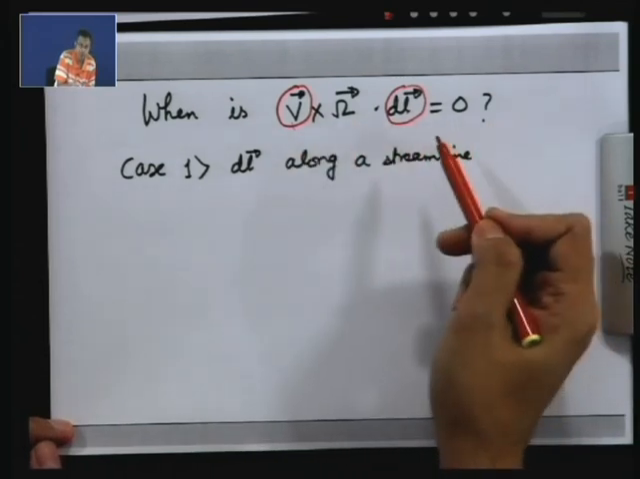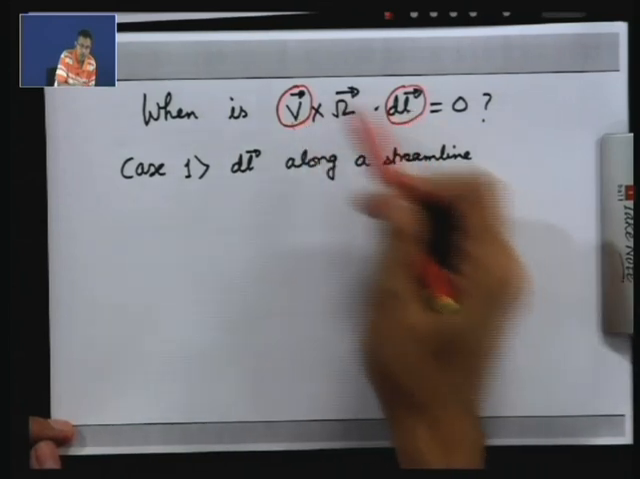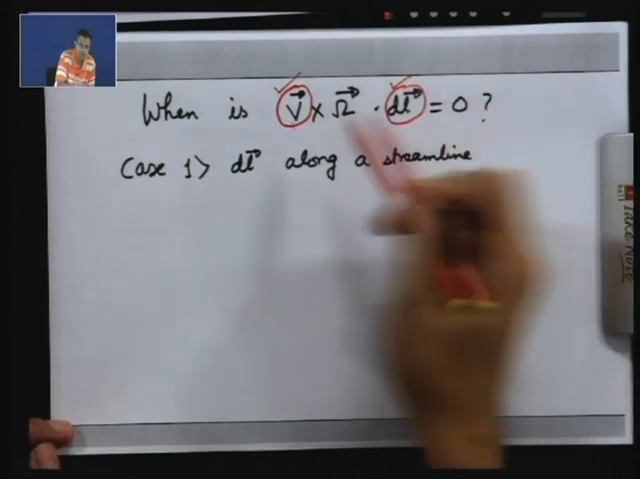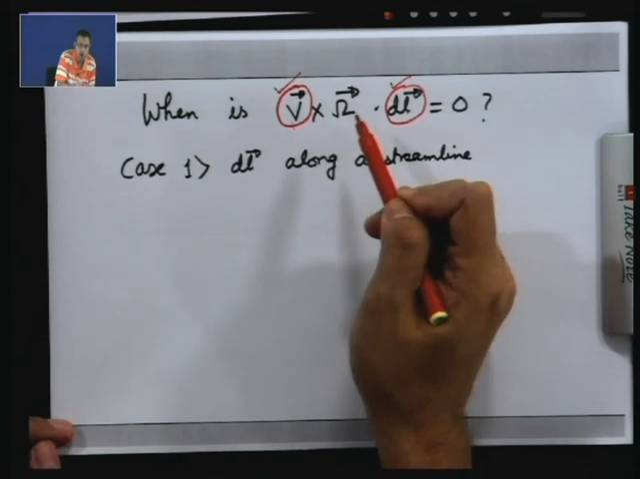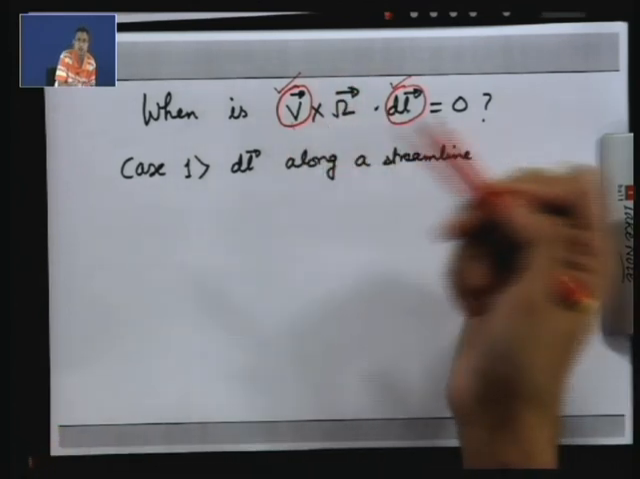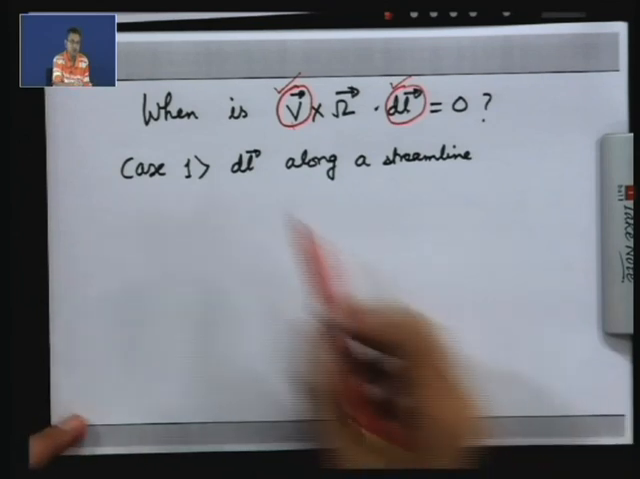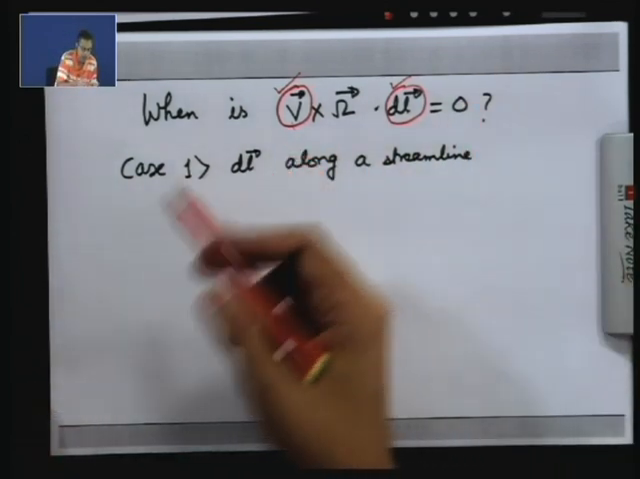I am repeating again, if dl is along a streamline, then the direction of V and the direction of dl are the same. Then V cross omega is perpendicular to that direction, and the dot product of that direction with the perpendicular to that direction is 0, because the dot product of two vectors which are perpendicular to each other becomes 0. So, if dl is along a streamline, this will be equal to 0.